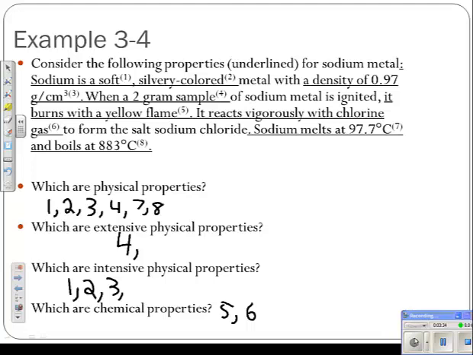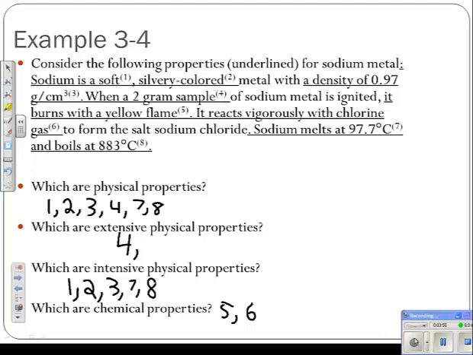Then we have the melting point. It does not depend if I have a drop of sodium or about 50 pounds, the melting point is always 97.7. So that goes back to another intensive property. The same theory, same logic applies to boiling point. If I boil 1 drop, if I boil a whole gallon of it, it's still going to boil at the same 883 degrees Celsius. So it's still an intensive property.